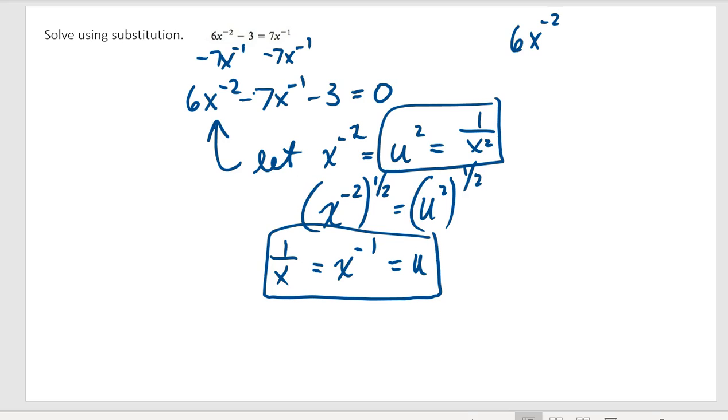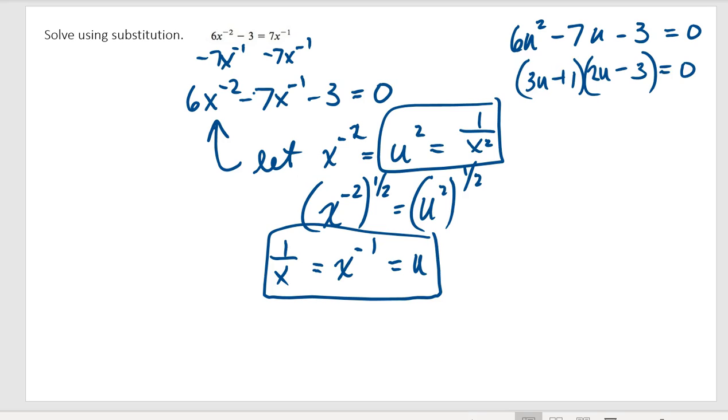6x to the -2 minus 7x to the -1 minus 3 is equal to 0. And we're going to substitute x to the -2, we're going to call that instead u squared. And x to the -1, we're going to call that u. And I'm going to go ahead and solve this. So I factored it, and I'll set each factor equal to 0. And I'll solve.